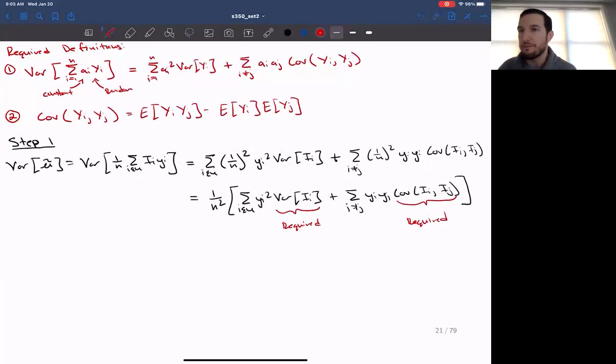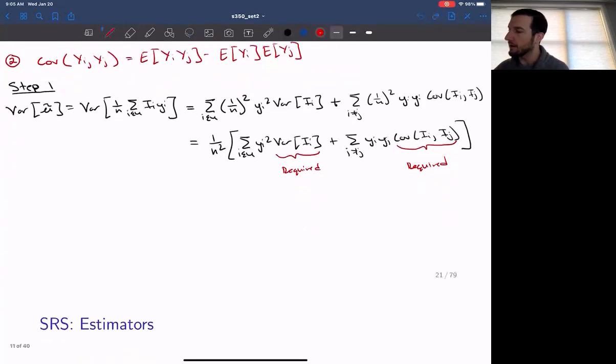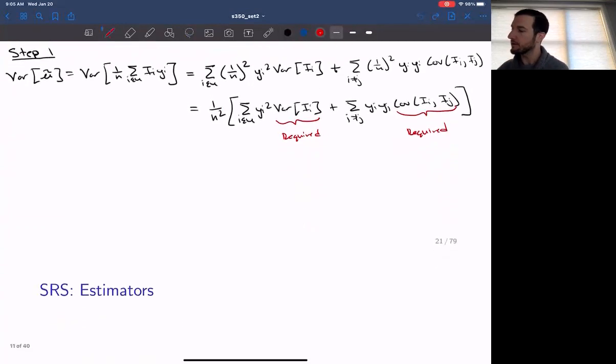All right, so to finish this proof, what we're going to now discuss is how we would work out these two required terms that I have highlighted on slide 21. We need the variance of our Bernoulli random variable, the indicator, and we need the covariance between indicator i and indicator j. All right, so let's start.